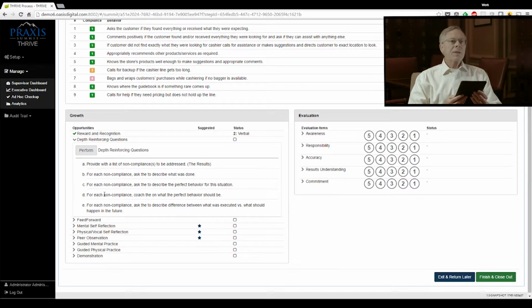Even questions such as describe to me what you just did, to see if they really understand what they were doing, or questions that you did a good job at what you did. Can you think of a better way to do it? So those reinforce the depth of what they're doing, because even if they perform perfectly, our goal is to make that sustainable. So that's where the depth reinforcing comes from. We want to deepen their ability.